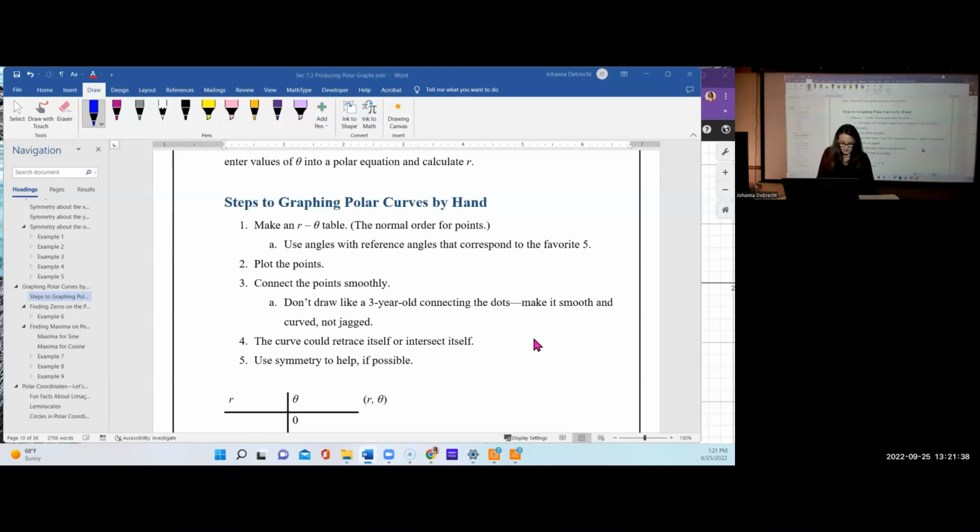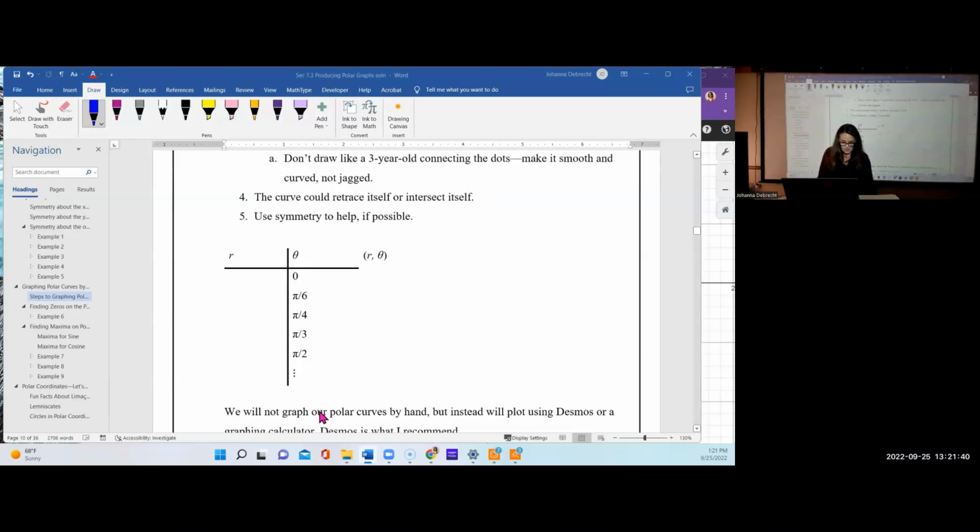So when you're creating an R Theta table, it looks something like this. And again, you start with our favorite 5, and then you'll move into quadrant 2. Your next angle would be 2 pi over 3, and then 3 pi over 4, 5 pi over 6, and pi. And then you keep going 7 pi over 6, 5 pi over 4, 4 pi over 3, 3 pi over 2, etc., all the way around the ones that have these as the reference angles.